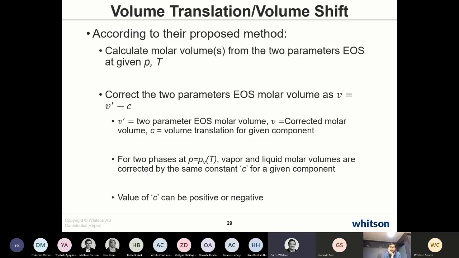And it was that dramatic, the improvement made by this volume shift. If I can just share the screen real quick, I'm just going to make one.